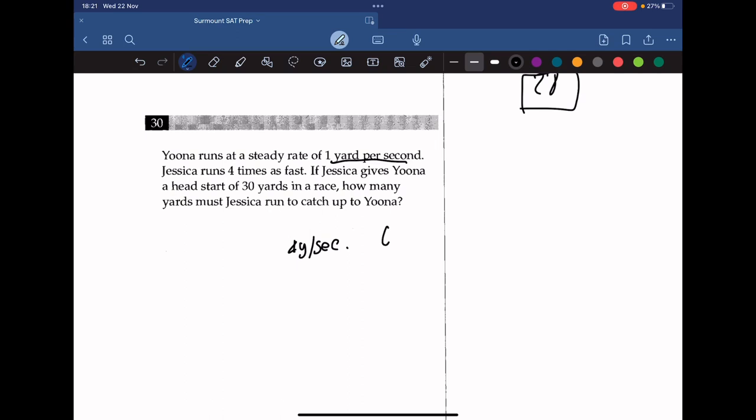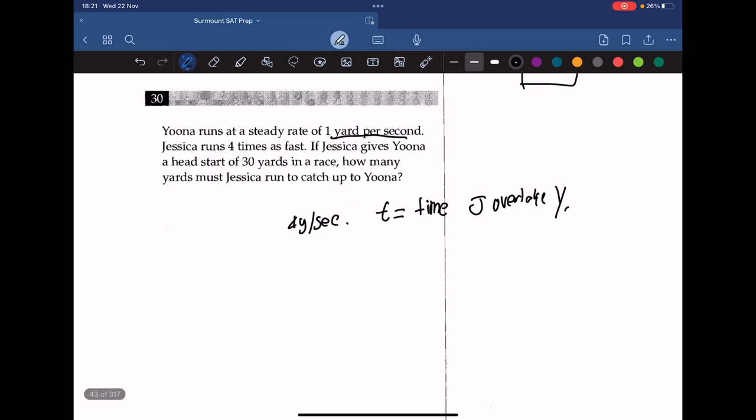So we can let t be the time taken for Jessica to overtake Yuna. So we can make an equation with the left side being Yuna's distance and the right side being Jessica's distance. So it's 30 plus t is equal to 4t. And we can rewrite this, bringing the t over here, which would be 30 is equal to 3t because the t would be subtracted. And then we can simplify this as t is equal to 10.